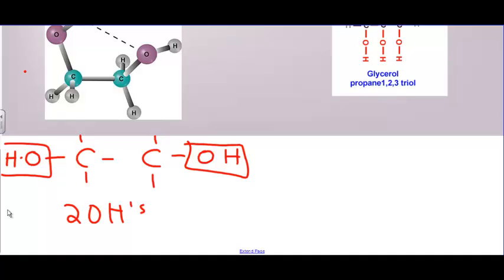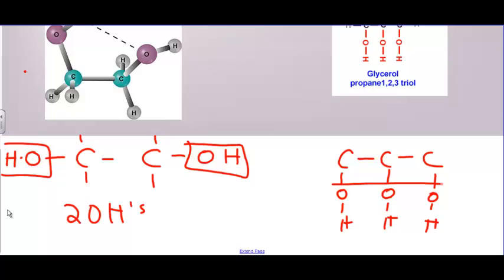And then glycerol is actually a trihydroxy alcohol. It has not just 1 OH group, not just 2 OH groups, but 3 OH groups. So it looks something like this. There are 3 OH groups in this molecule, which makes it a trihydroxy alcohol. And again, you really just need to be able to identify those. You can go ahead and draw their structures in there.